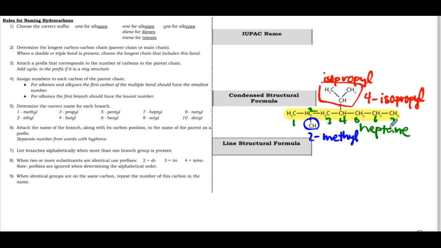So when you put all of these components together, the 4-isopropyl, along with the 2-methyl and the heptane, we're going to take into consideration our substituents of I before M. So when you put it all together, it becomes 4-isopropyl-2-methylheptane.